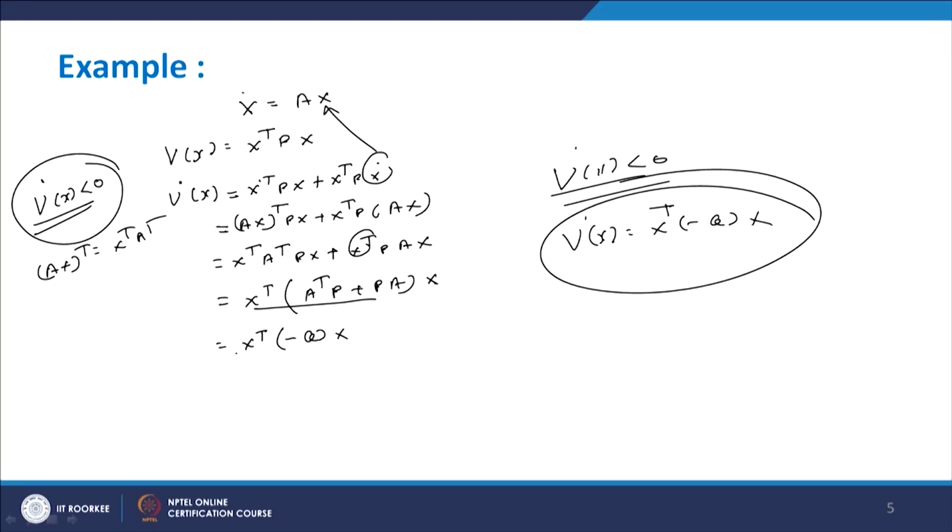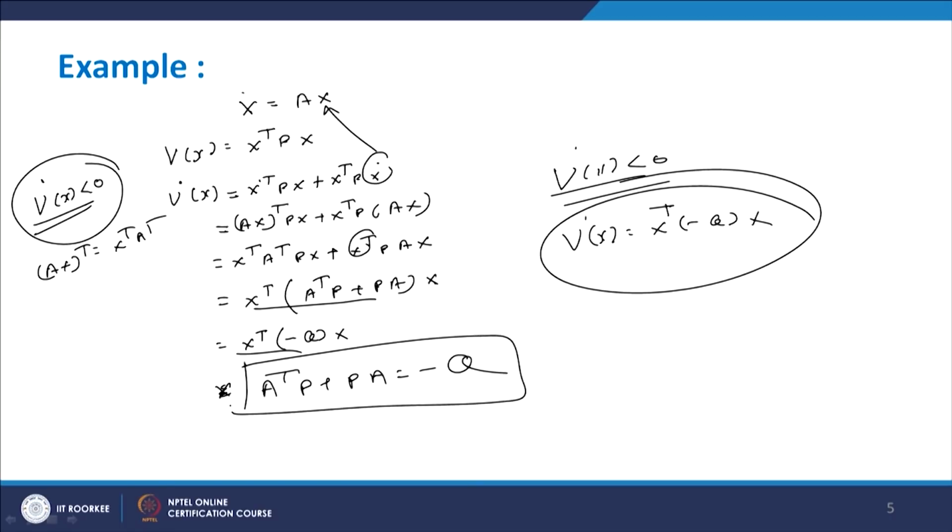Now, we can equate this equation. After equating, we will get A transpose P plus PA equal to minus Q. So, this is the final result. That means, in order to check the stability of A, we have to assume Q as a positive definite matrix and then calculate P. If P comes out to be positive definite, then the system is stable, otherwise the system is unstable. Now, we have to see some examples based on this, and then we will see what the converse Lyapunov approach is. So, prior to this, we start solving one example.